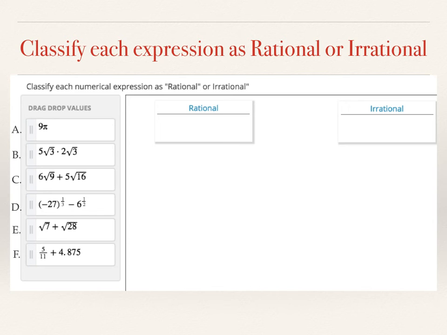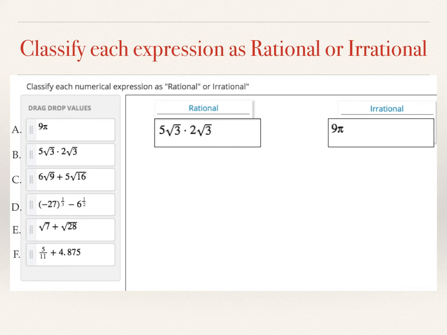So 9 times pi would also have a decimal portion of the number that goes on forever with no pattern, so it's irrational. The next example, 5 root 3, that is an irrational factor, times 2 square root of 3, another irrational number. 5 times 2 is 10, and root 3 times root 3 is square root of 9 or 3. So expression B would actually simplify to 10 times 3 or 30. That's a rational number.